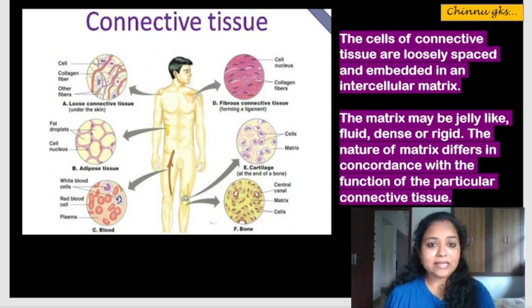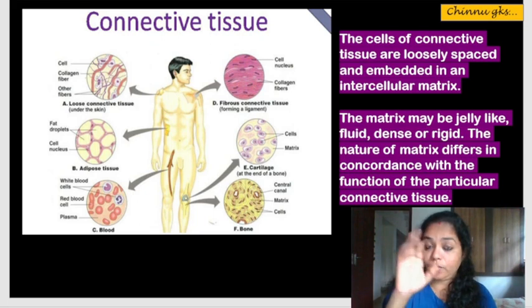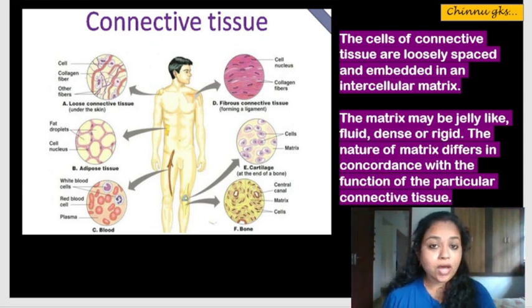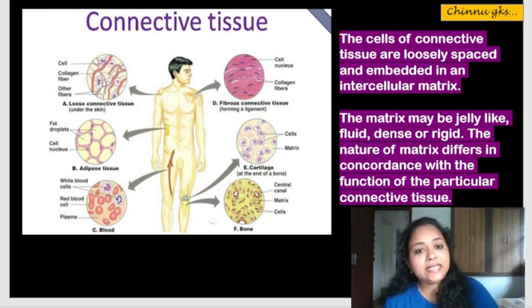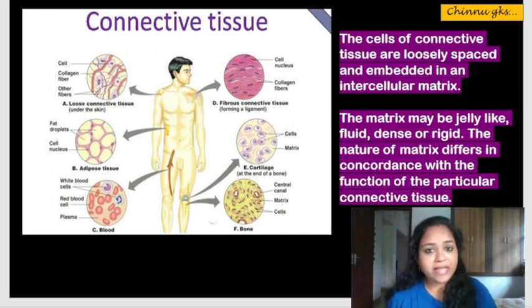So how are we classifying the connective tissue? The classification of the connective tissue is based on the matrix in which a particular cell is observed. Point number one to be noted: the classification is based on the type of matrix in which the cell is embedded. As I stated, it can be a fluid or jelly-like structure, or a more dense structure.